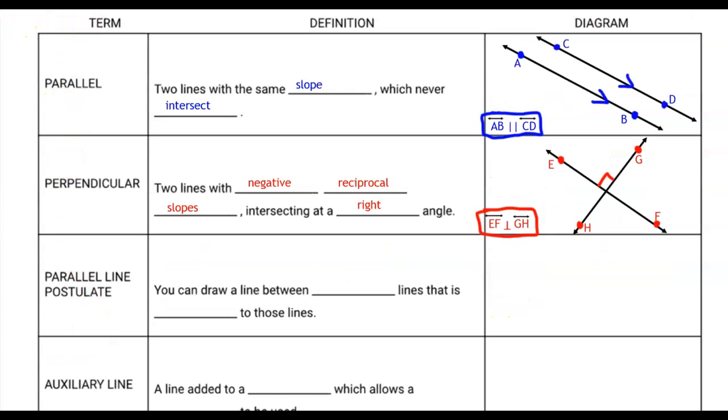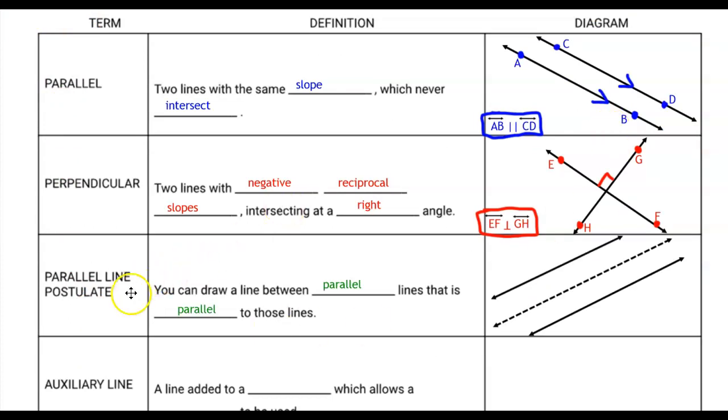Now, parallel line postulate. The parallel line postulate states that if you have two parallel lines, like these two parallel lines here, you can draw a line, you can actually draw multiple lines between those two lines that is parallel to both of them.